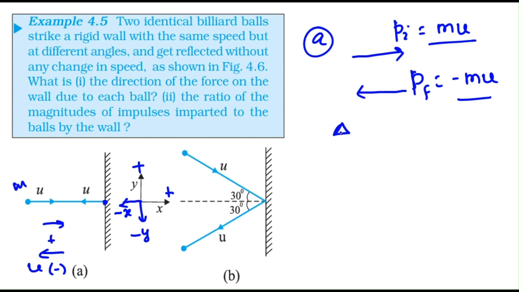Now the change in momentum in the first case, let's say this is case A, will be final momentum minus initial momentum, that is nothing but minus 2 m u.